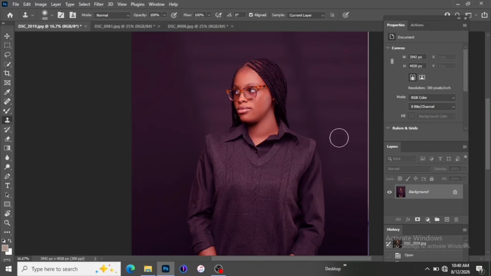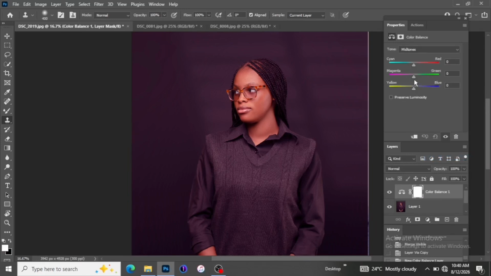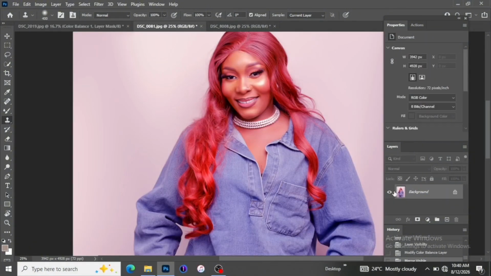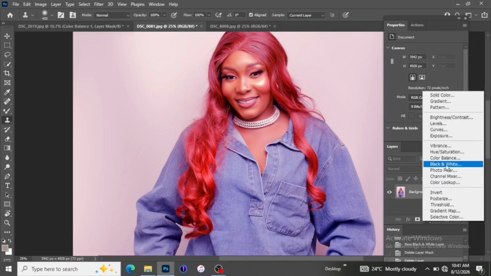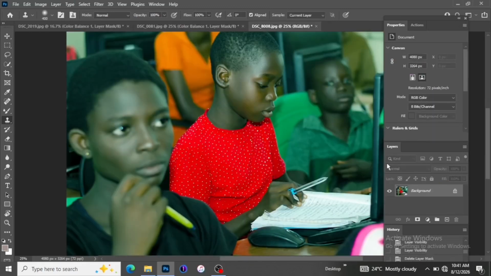So some people confuse color balance with color grading. Today we'll be looking at a comprehensive explanation of what color balance is and the difference between color balance and color grading. Now, when we talk about color balance, it means you are trying to bring back the original color of the picture, to make it look natural the way it is in reality.